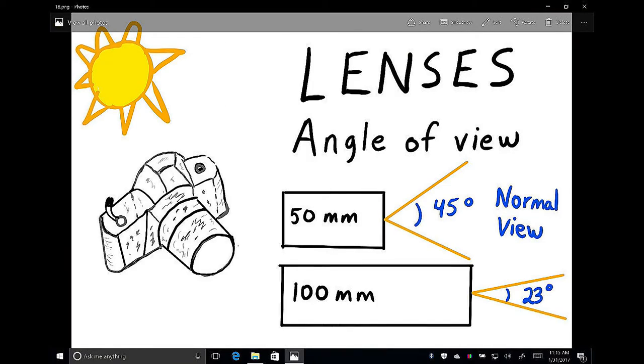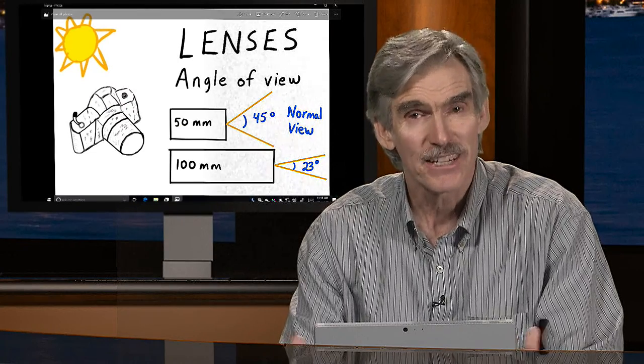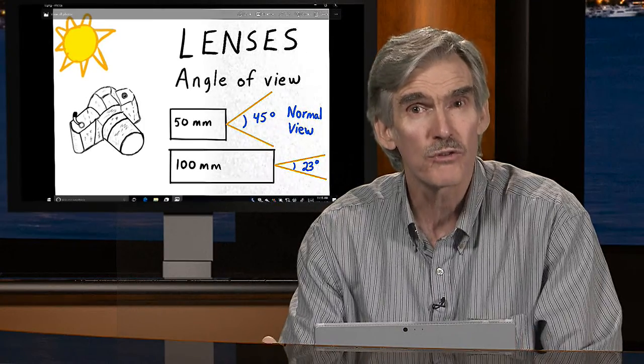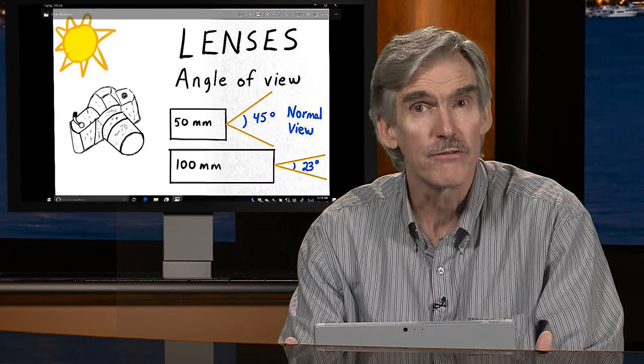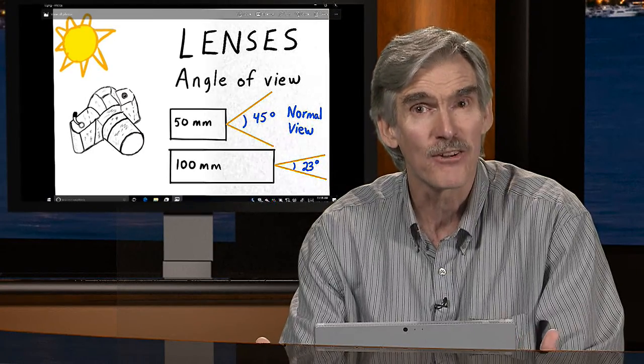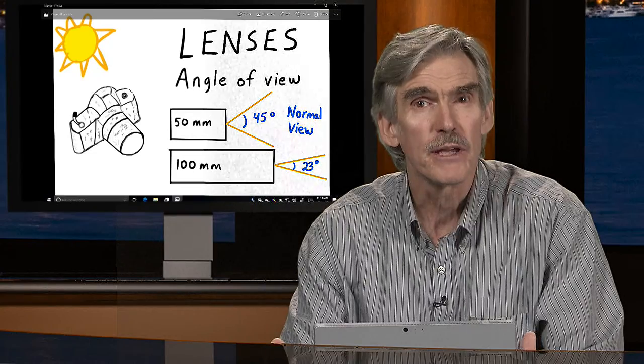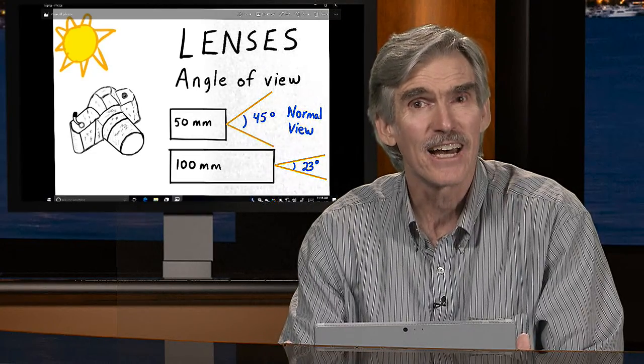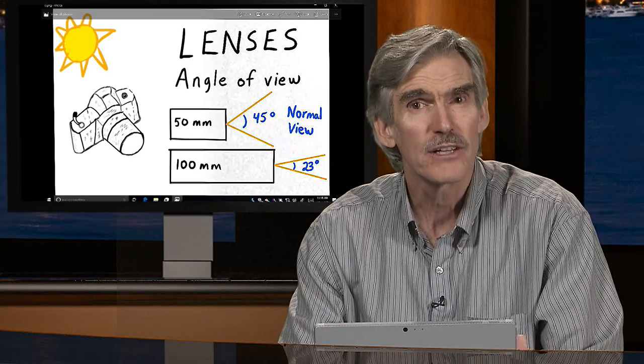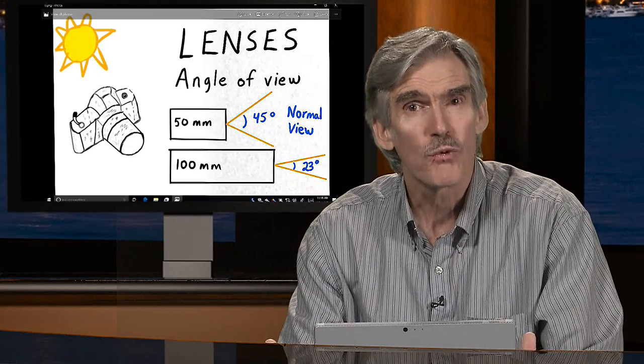So in the next slide, we're talking about the diagonal angle of view that we derive from these various lenses. Now the 50 millimeter lens is called a normal lens because it will give us a 45 degree angle of view. And that's considered a normal view of the world. So if our eyes were to be converted to cameras, the diagonal angle of view that we would see would most closely represent the normal lens, or the 50 millimeter lens, or the 45 degree diagonal angle of view. Now with the 100 millimeter lens, we notice that the diagonal angle of view is actually much more narrow. And it's about 23 degrees.